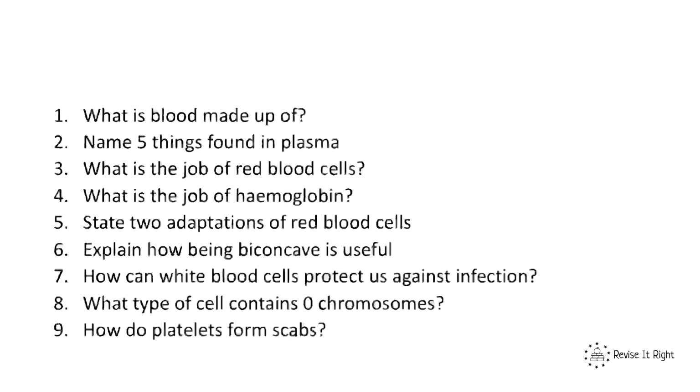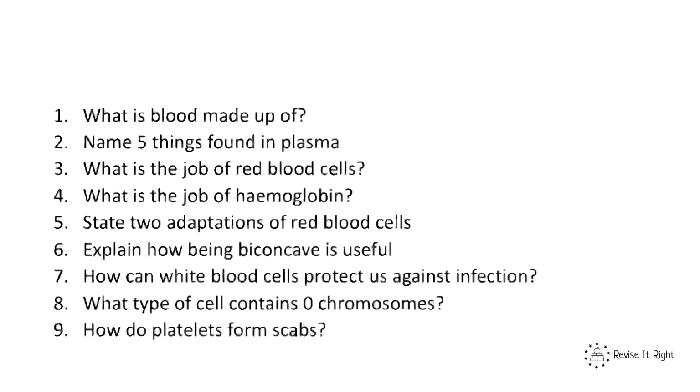How can white blood cells protect us against infection? Well, they do one of 3 things, you'll remember. They can engulf pathogens, they can release antibodies, or they can release antitoxins, and we will look at that in more detail in a future video. Question 8. What type of cell contains 0 chromosomes? Well, to answer this question, you have to think a little bit. Where are chromosomes found? Well, they're found in the nucleus. And what cell have we just learned that doesn't contain a nucleus? Well, it's the red blood cell. Therefore, no chromosomes in the red blood cell.